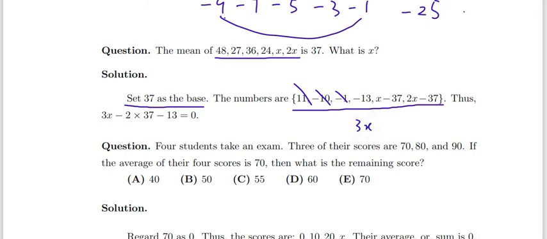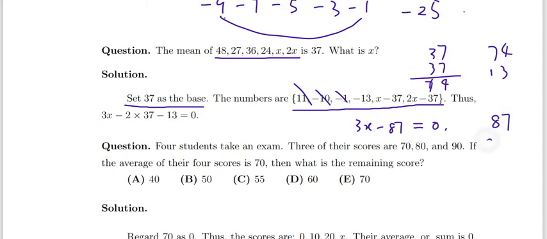3x minus 37, 7 4 minus 13 8 7, right? So like this, add them up, so it should equal 0. Okay, so we can find this x. By the way, a7 can be divided by 3 because 8 plus 7 is 15, right? It's a multiple of 3.